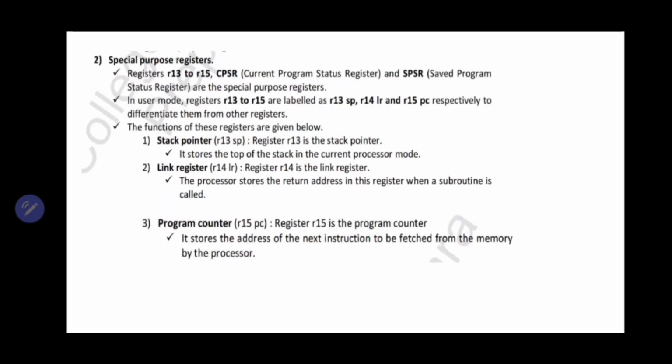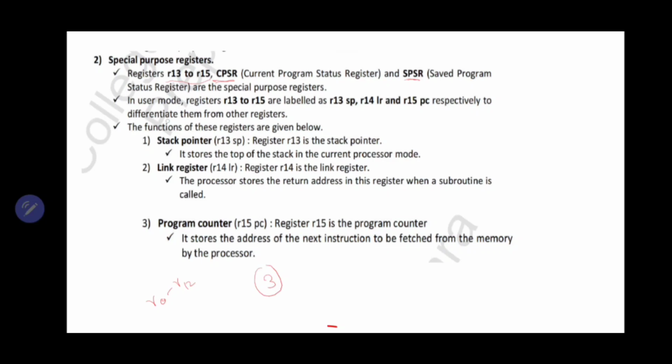Then the other type is the special purpose registers. R0 to R12 are mainly the general purpose registers. Then R13 to R15, the CPSR, that is the current program status register, and the SPSR, the saved program status register, are the special function registers. So mainly there are three types of special function registers: first R13 to R15, then the CPSR, then the SPSR.